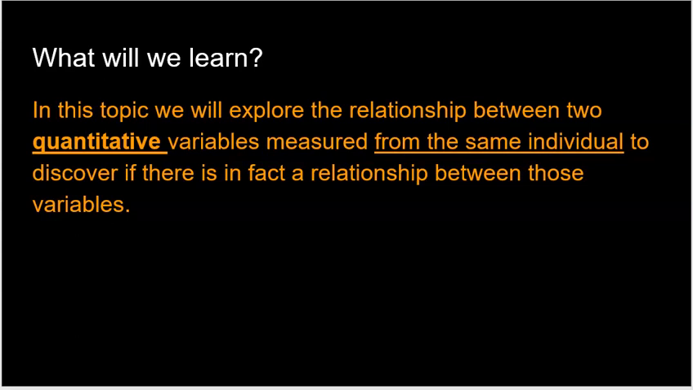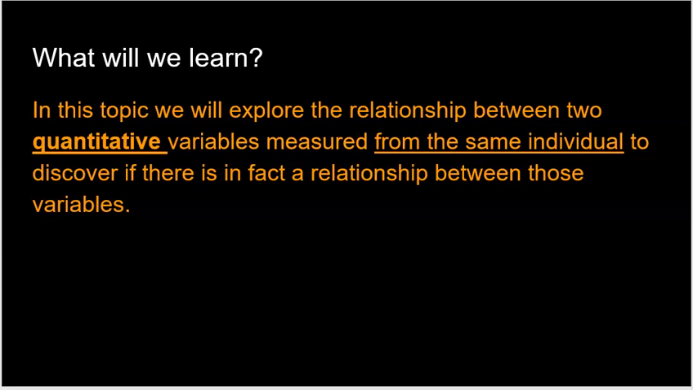In this topic, we will explore the relationship between two quantitative variables, can't say that enough, measured from the same individual to discover if there is, in fact, a relationship between those variables. So it's important here that we're not just gathering two random sets of quantitative data, ages from a group of kids in California and then heights from a group of kids in Ohio. No, we're going to take one kid and we're going to measure two quantitative variables from that one individual.